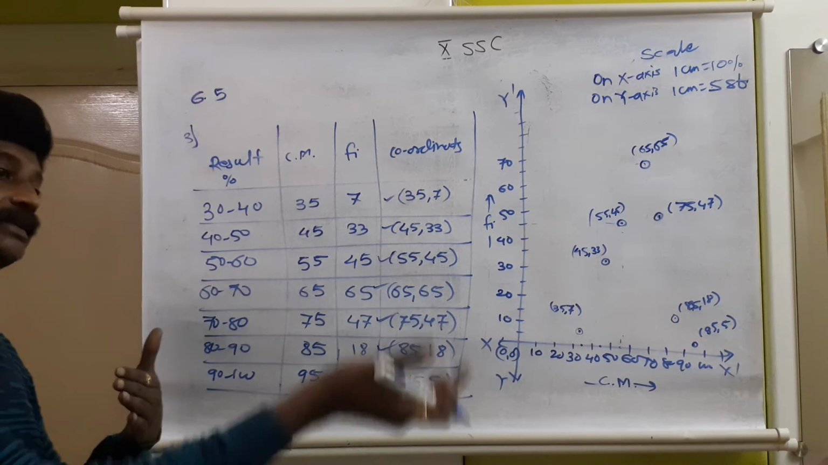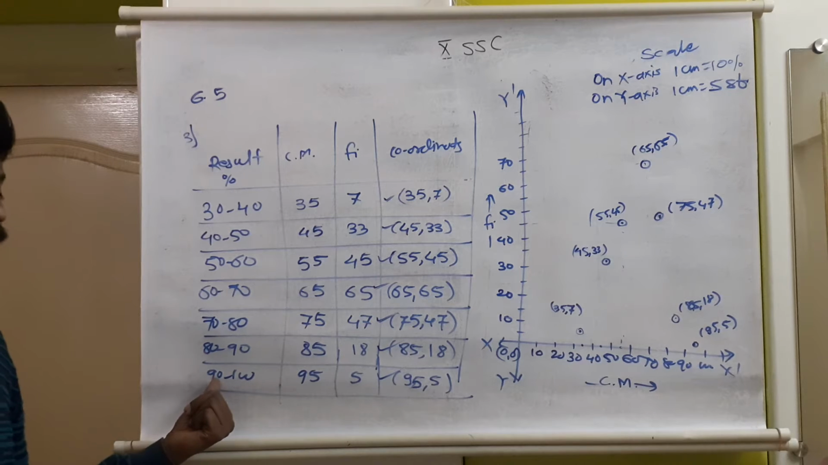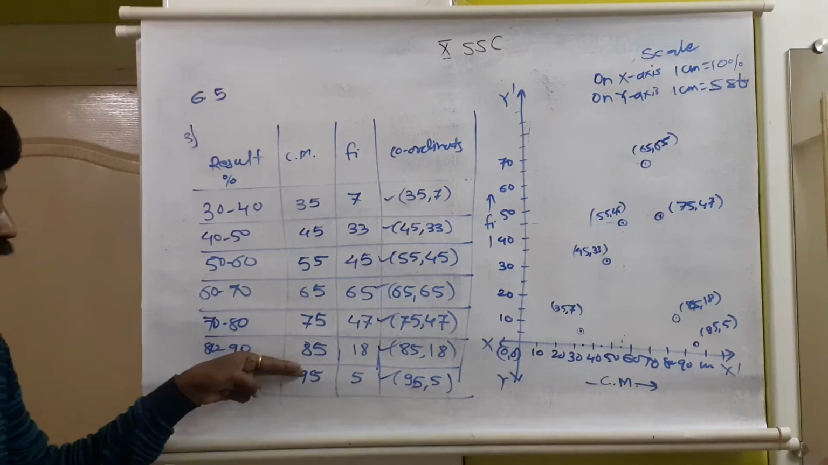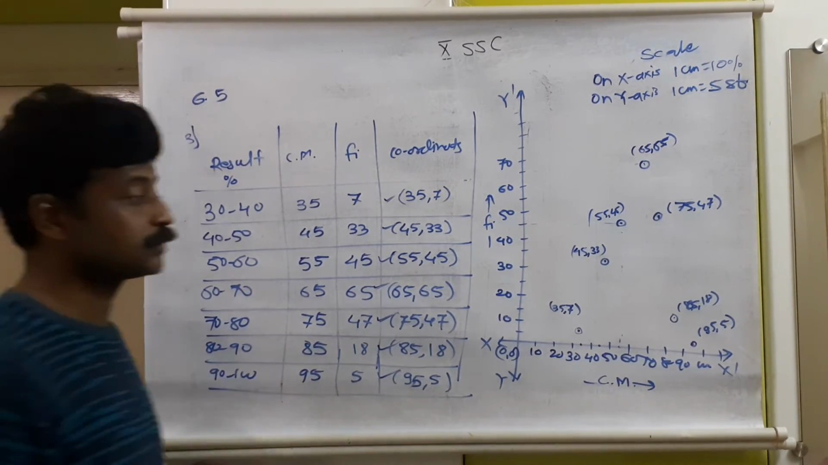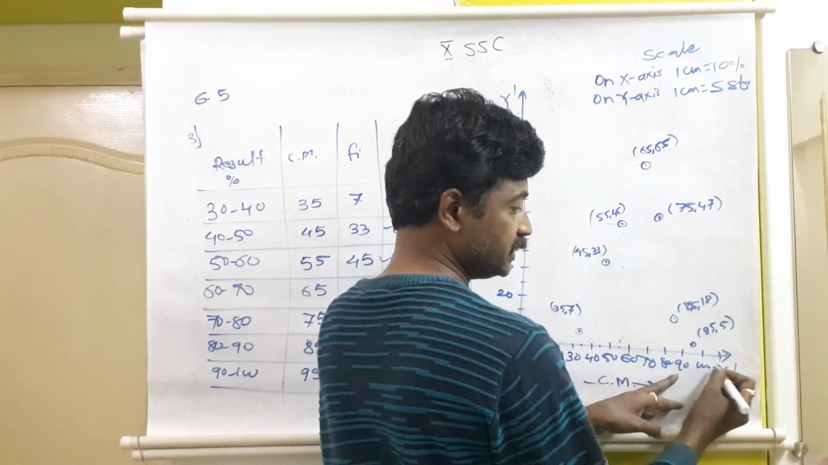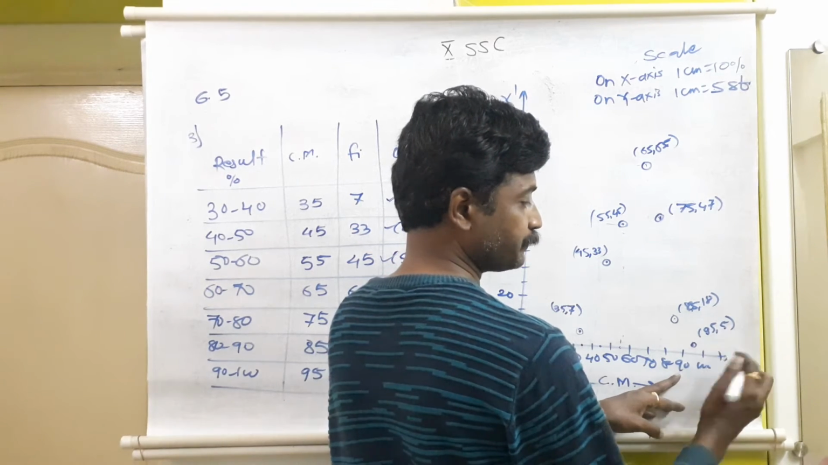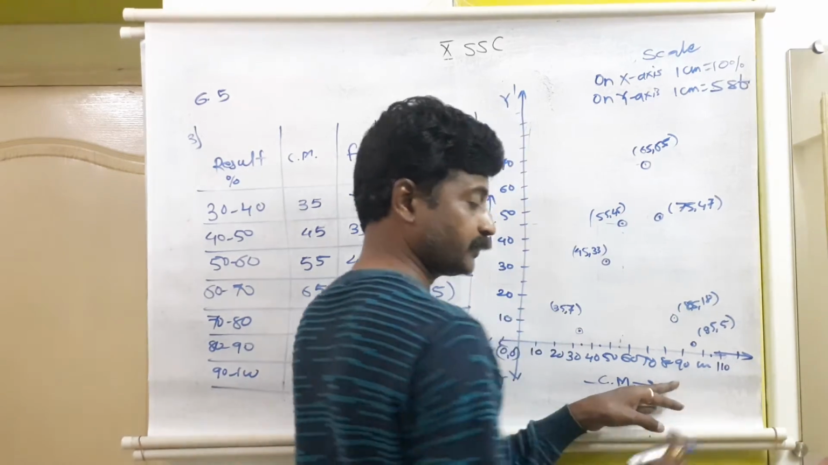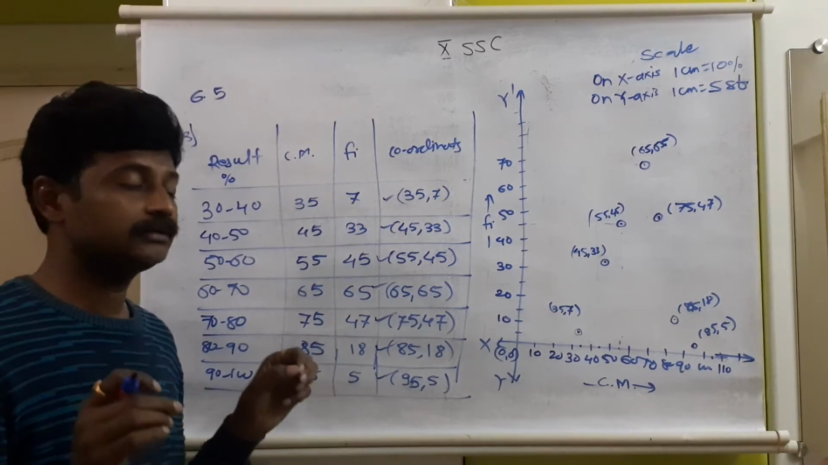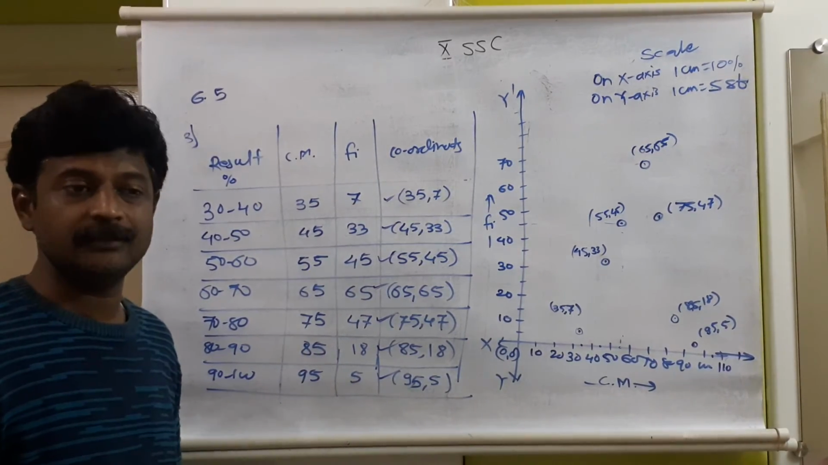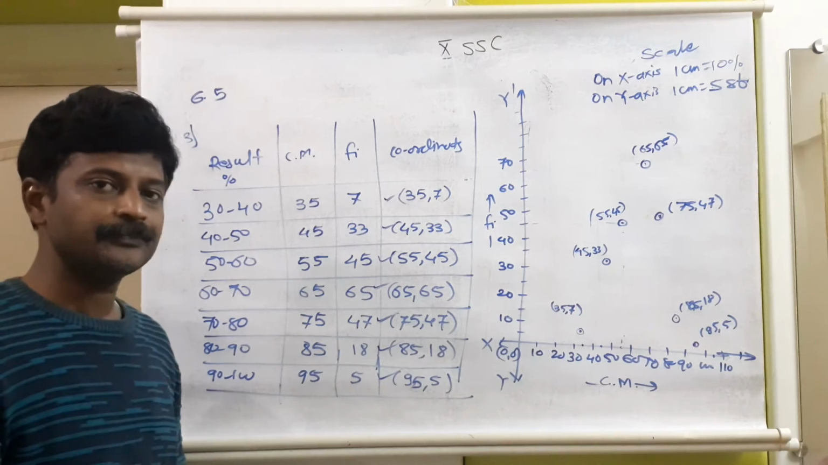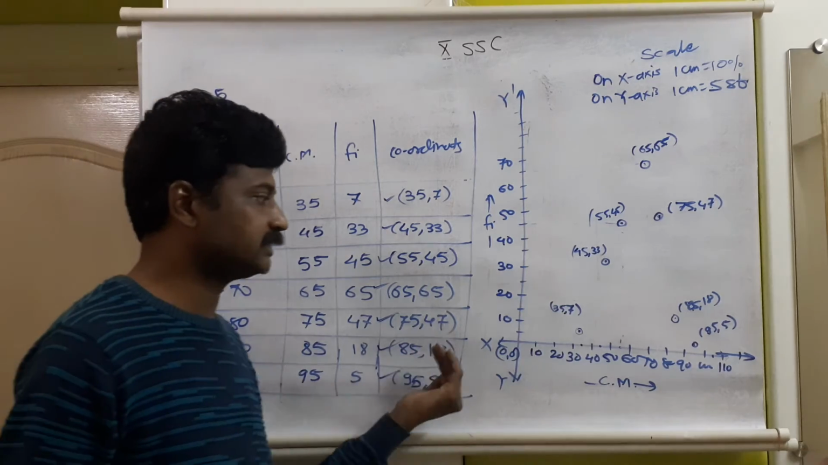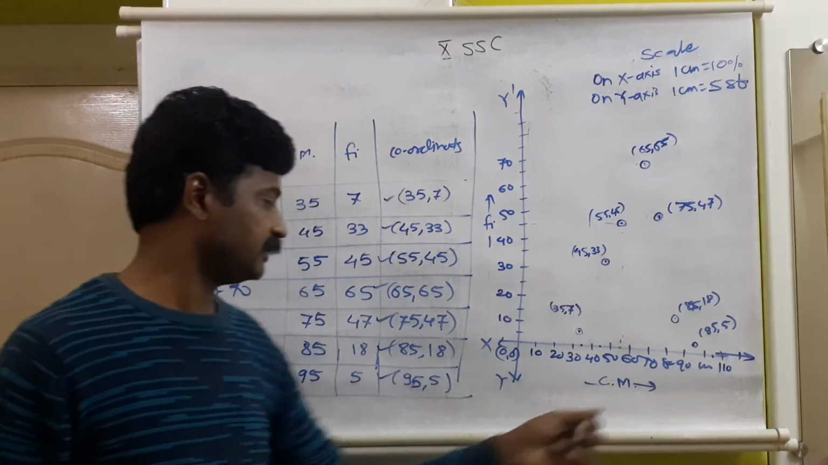The last class is 90 to 100. The class mark is 95, and the difference everywhere is 10. So after 95 the next should be 105, and that is needed. This is 90 to 100, the next will be 110, and 105 will come here. That is important to close it. To close the frequency polygon is very necessary, otherwise the graph will be incomplete. We need a point on the x-axis at both ends, this end also and that end also.